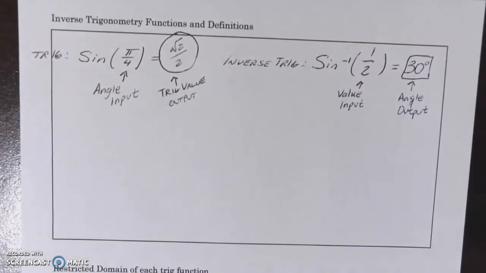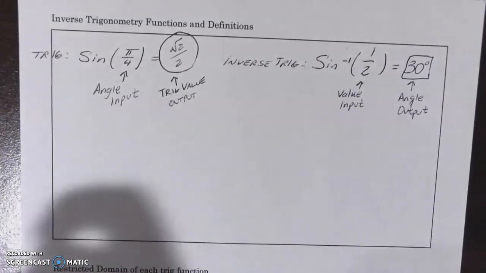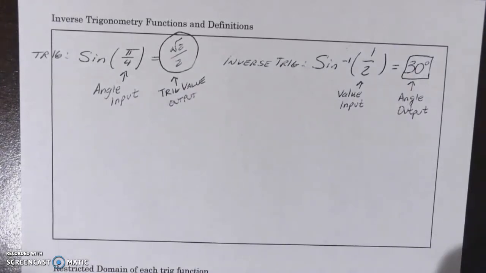Instead of giving you the angle and asking you for the sine, cosine, tangent values, we're going to be giving you the sine, cosine, tangent values and asking you at what angles that occurs. But at what angles does that occur within specific domains? Like sine, we just talked about from negative pi over 2 to pi over 2, which would be negative 90 to 90.